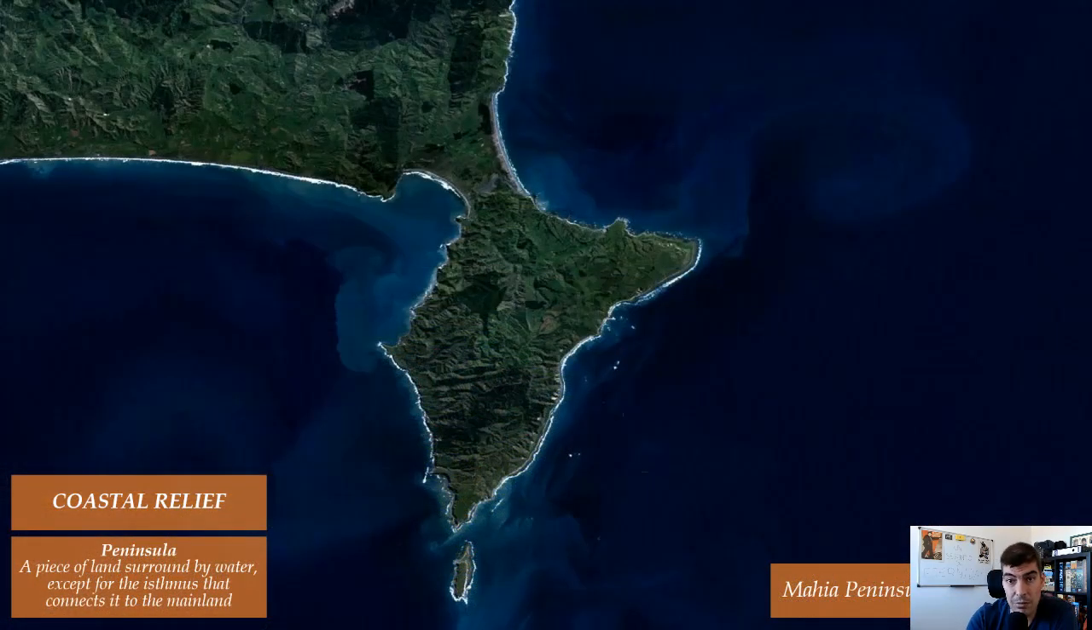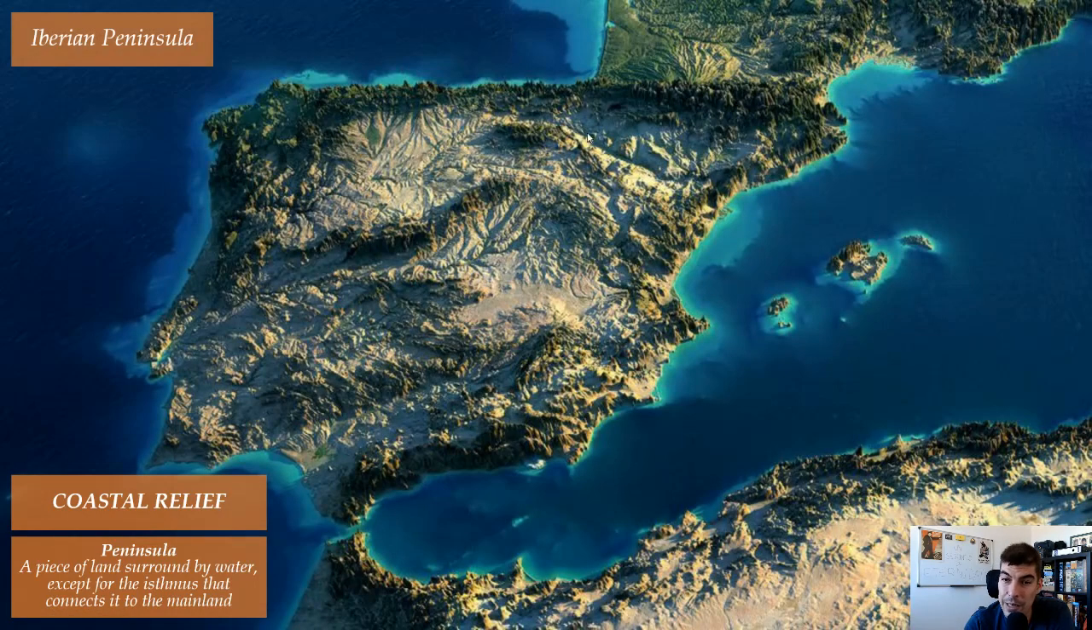A peninsula, una península, it's a piece of land surrounded by water except for one part, which is called the isthmus, okay? Here you have it written, the isthmus, that connects it to the mainland, to the continent, okay? This is a peninsula, which is the most famous peninsula we know, the Iberian Peninsula, la Península Ibérica. What is the isthmus of this Iberian Peninsula? This part of land which are the Pyrenees.